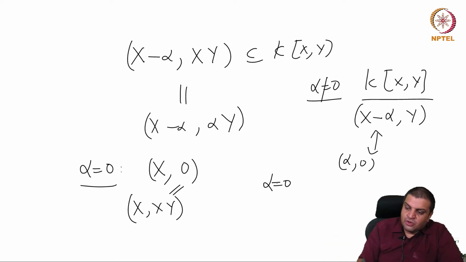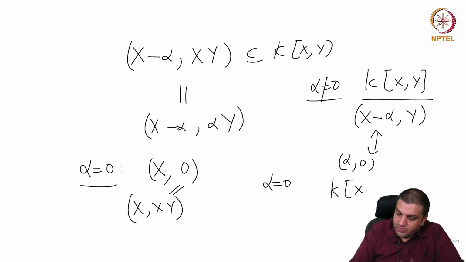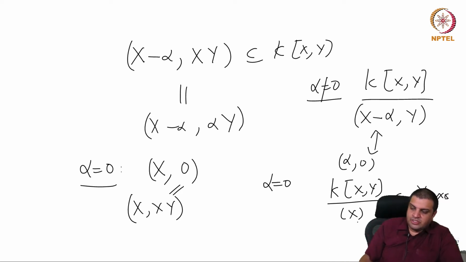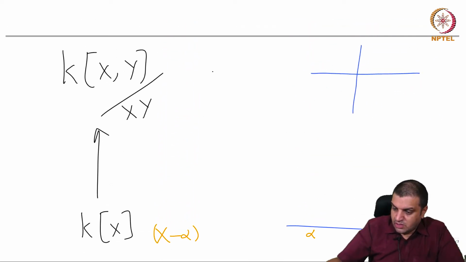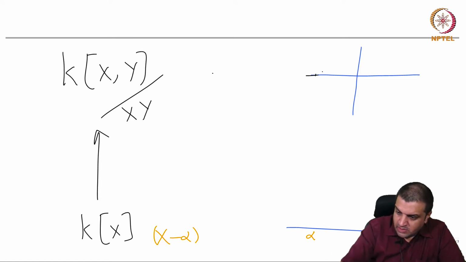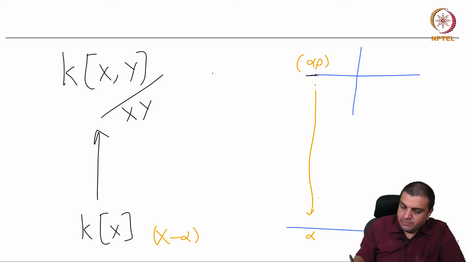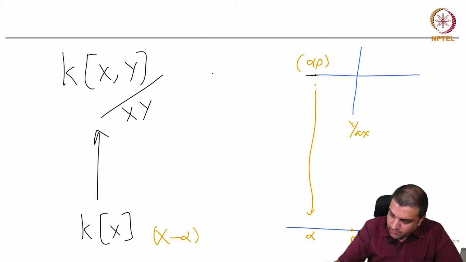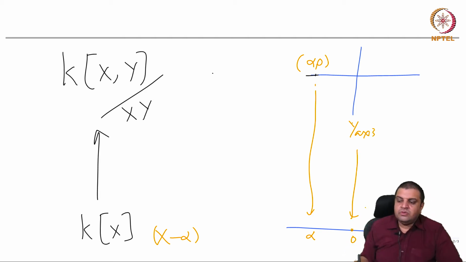If alpha is 0, then we would just get k[x,y] modulo just x, but this is the y-axis, right? Every point on the y-axis satisfies this equation. So the fiber over some point alpha here is (alpha, 0). That's what goes to this point. However, to the point 0 here, the entire y-axis maps.